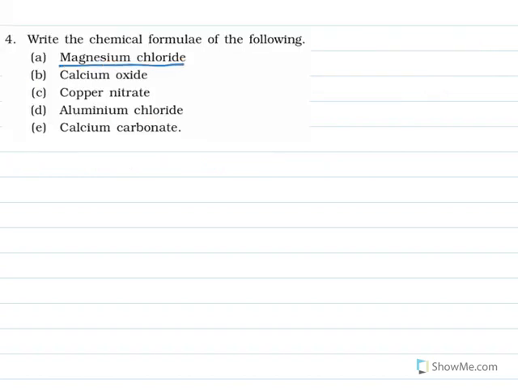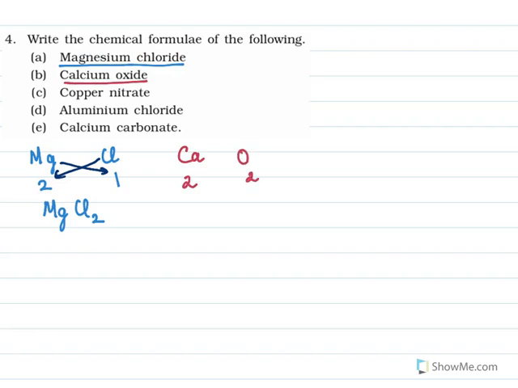Write the chemical formula for magnesium chloride. So we have magnesium valency 2, chlorine valency 1, and then you crisscross it. So you will now get MgCl2, magnesium chloride. Now next we'll take up calcium oxide. Calcium valency 2, oxygen also valency 2. So if you crisscross it now, you'll get Ca2O2, but we take common out and we do CaO. So calcium oxide is CaO.